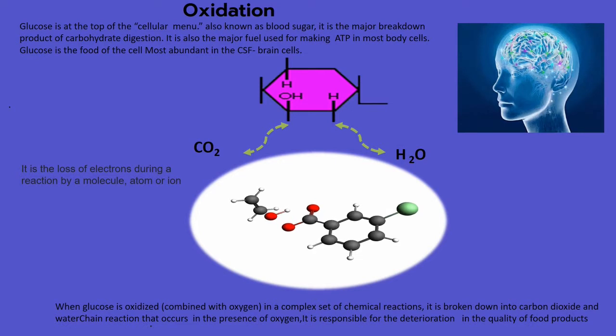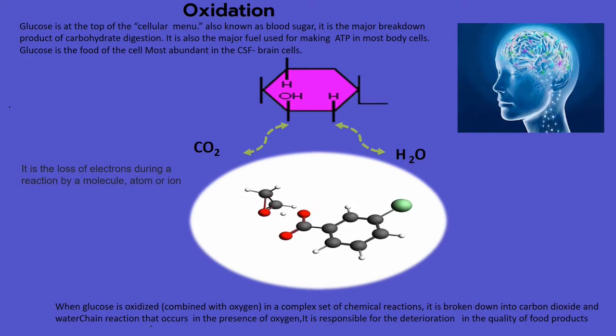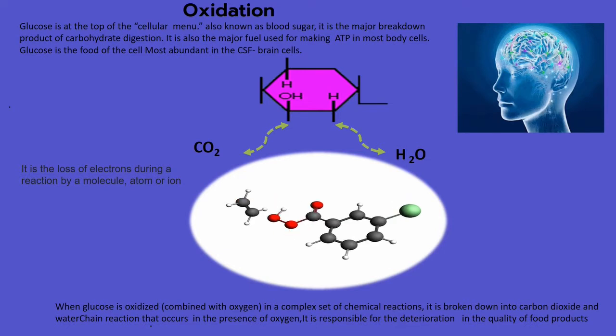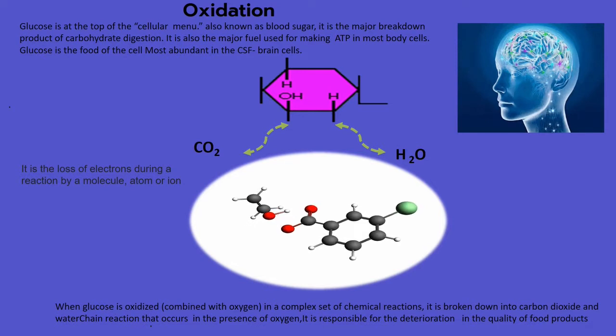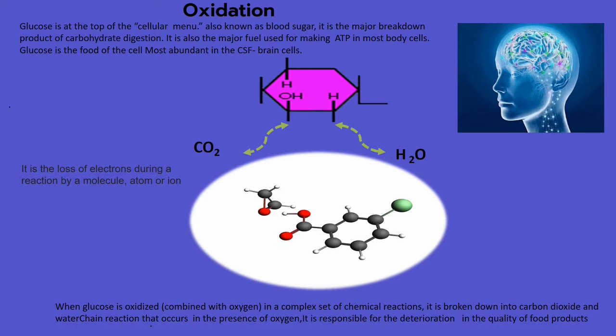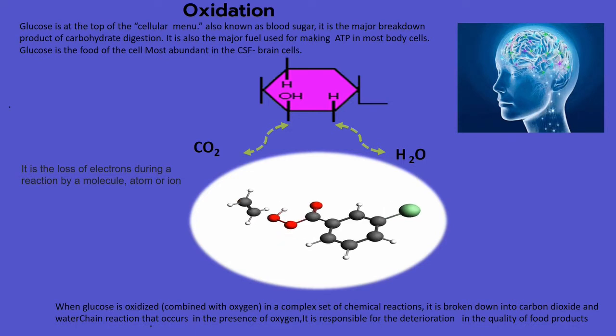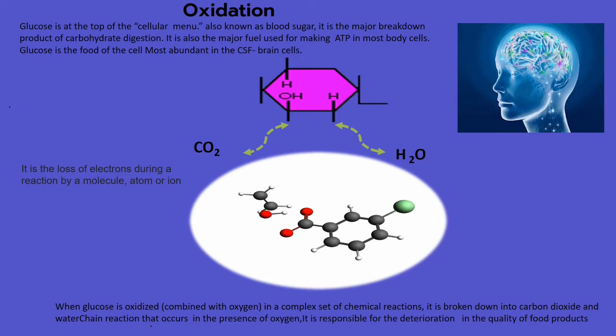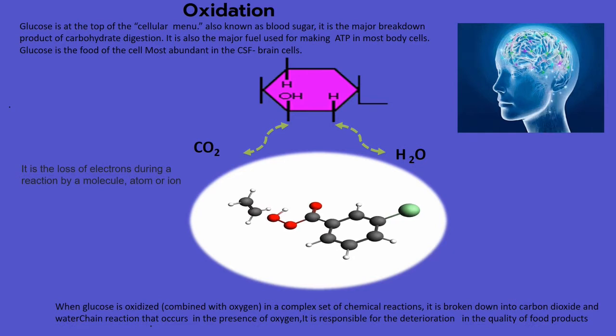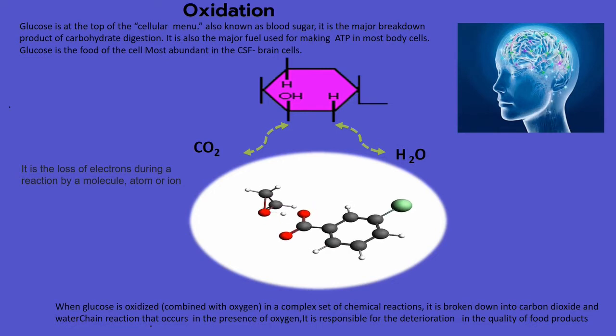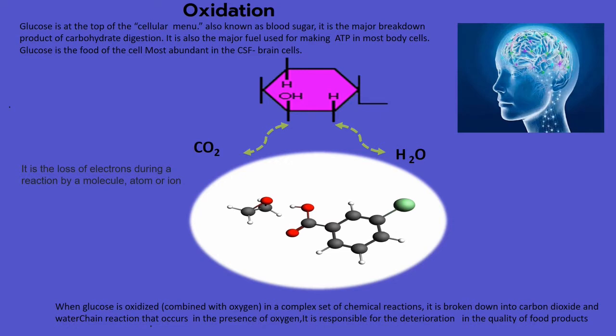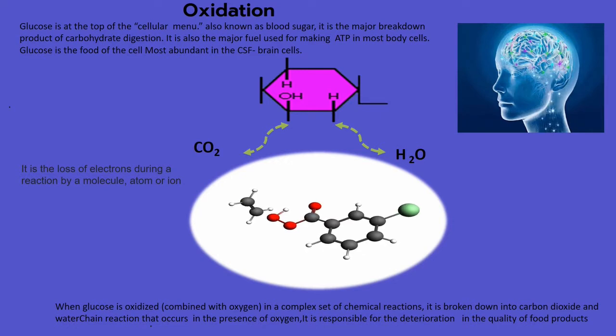Now, when glucose is oxidized, meaning when the glucose is combined with oxygen in a complex chemical reaction, further the glucose is broken down into carbon dioxide and water. It is this chain reaction that occurs in the presence of oxygen, and it is responsible for the deterioration in the quality of food products. In our later discussion with anhydrase and carbonic anhydrase, the said byproducts of oxidation, carbon dioxide and water, will play an important role.